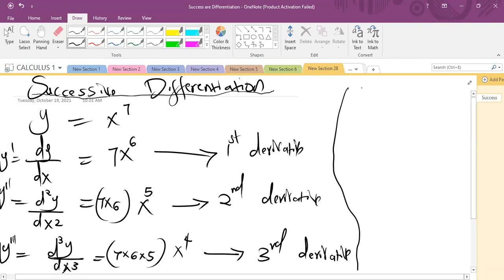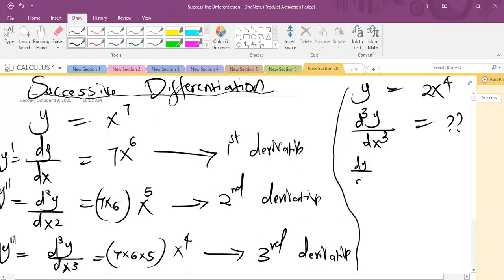Let's say you're told your y is equal to 2x raised to power 4, and then you're told to determine d³y/dx³. What is this going to be? It basically means you're going to differentiate this 3 times. Differentiate the first time to get dy/dx, the second time to get d²y/dx², the third time to get d³y/dx³. So let's start. dy/dx will be, differentiating this, 8x cubed.